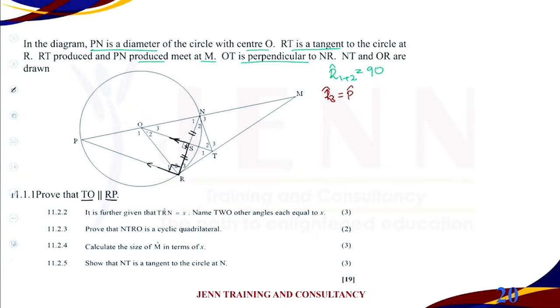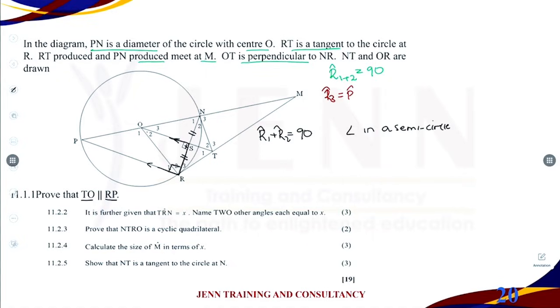So we did say angle R1 plus angle R2 is 90. And the reason for that was that it is an angle subtended by the diameter, which means it is an angle in a semicircle. So we know that the angle subtended by the diameter at the circumference is 90. That simply means angle R1 plus R2 is 90.